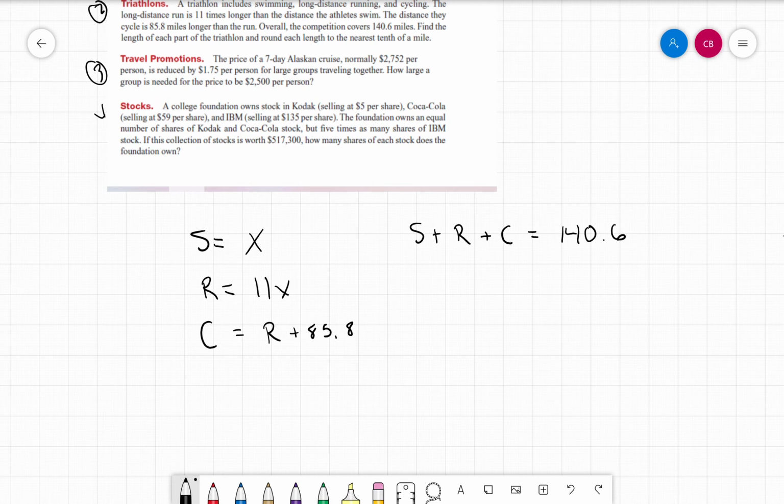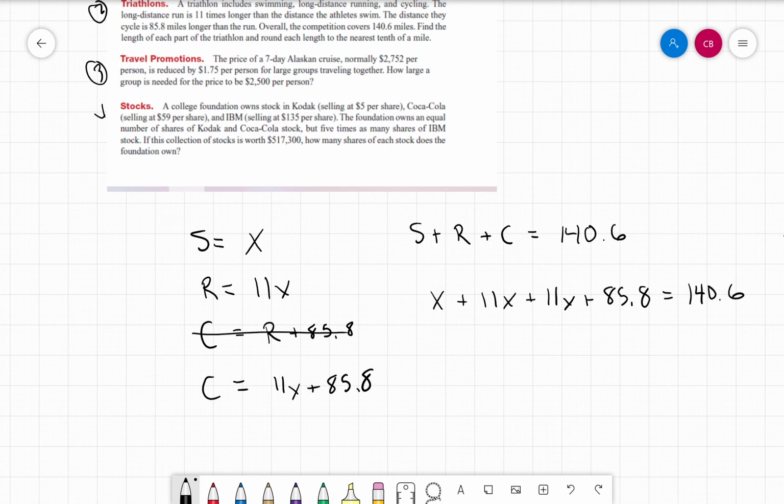So let's get these all in terms of x. Notice this third equation is not in terms of x, but we know r is equal to 11x, so we can say c is equal to 11x plus 85.8. Okay, so we'll use that equation instead. So this is x plus 11x plus 11x plus 85.8 is equal to 140.6. Notice when I did this, I set the swim equal to x because I just chose the shortest one. You could technically do the other one, but you would have to divide by 11, and you wouldn't want to deal with fractions. Choose the shortest one, and that's probably the best advice I can give you.